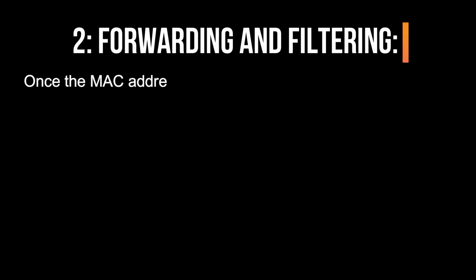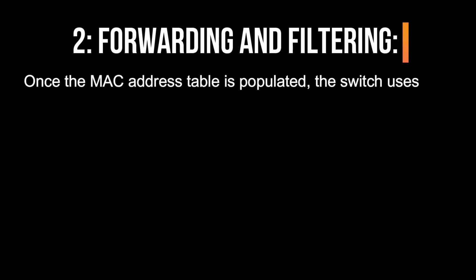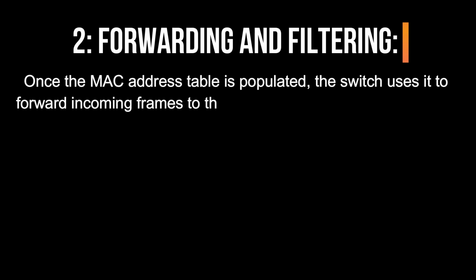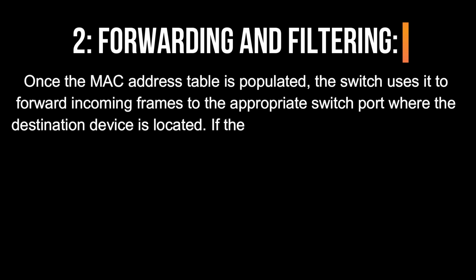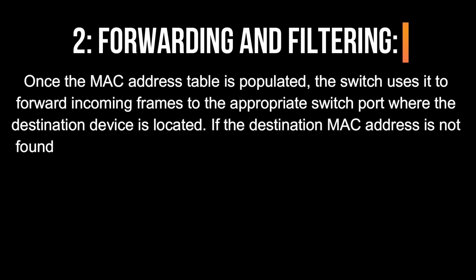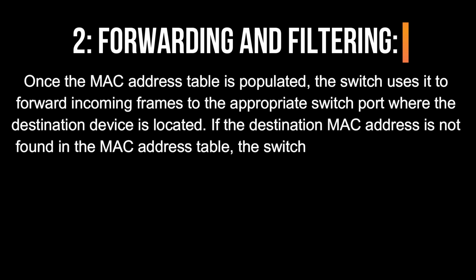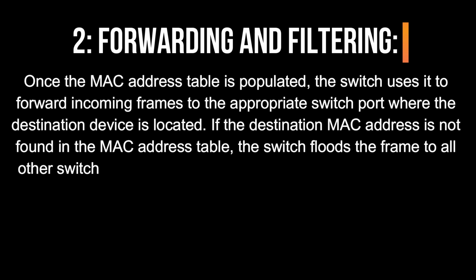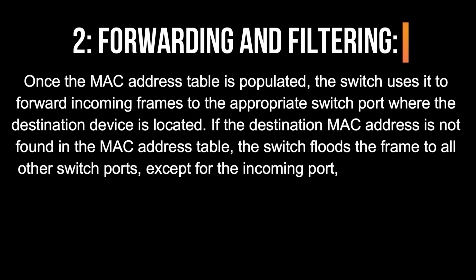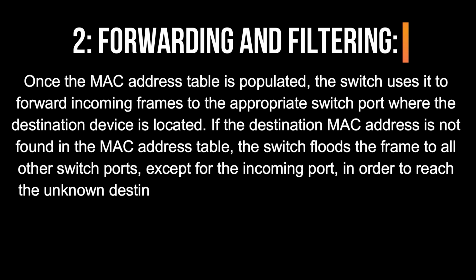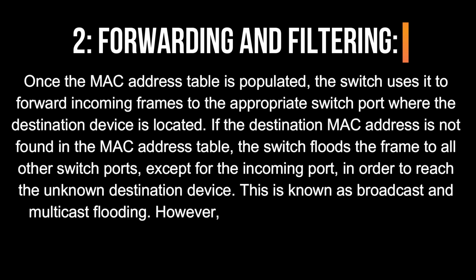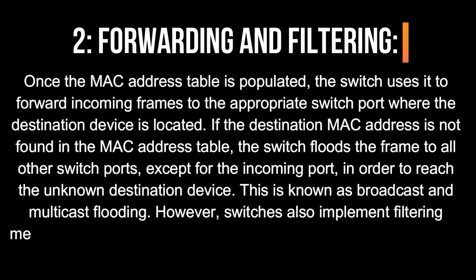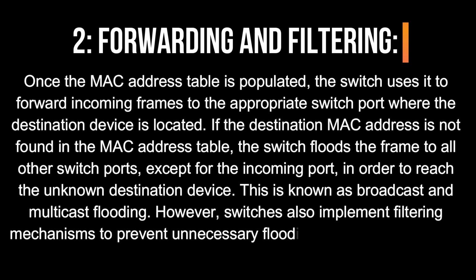2. Forwarding and filtering. Once the MAC address table is populated, the switch uses it to forward incoming frames to the appropriate switch port where the destination device is located. If the destination MAC address is not found in the MAC address table, the switch floods the frame to all other switch ports, except for the incoming port, in order to reach the unknown destination device. This is known as broadcast and multicast flooding. However, switches also implement filtering mechanisms to prevent unnecessary flooding and improve network efficiency.